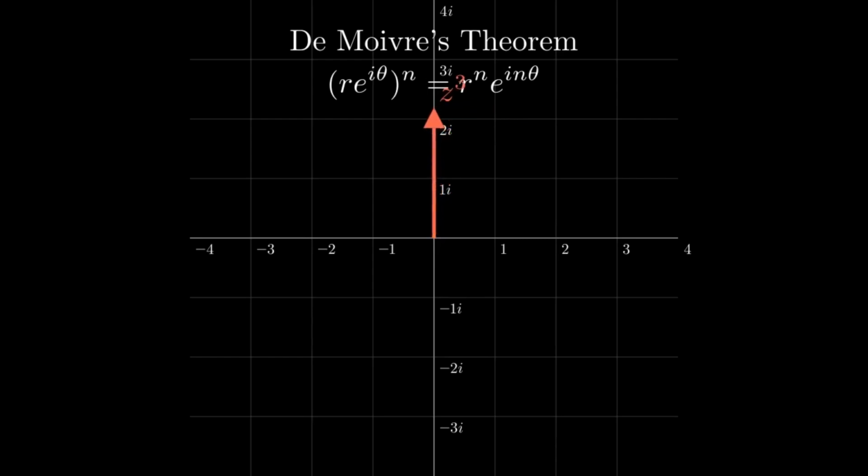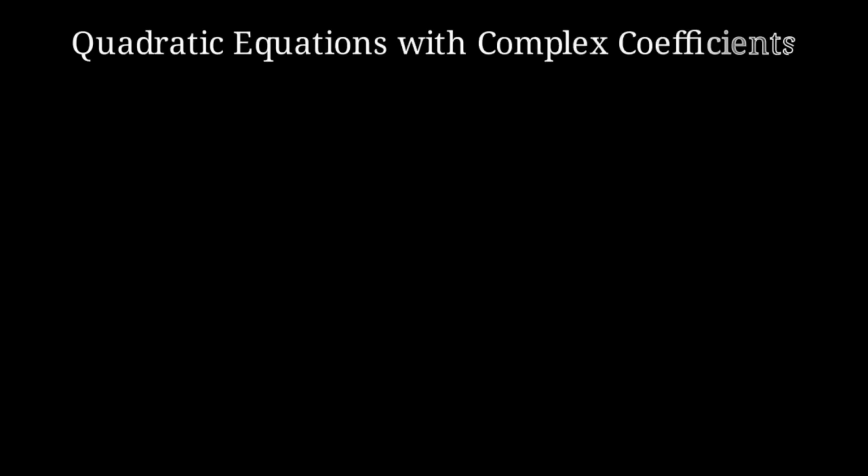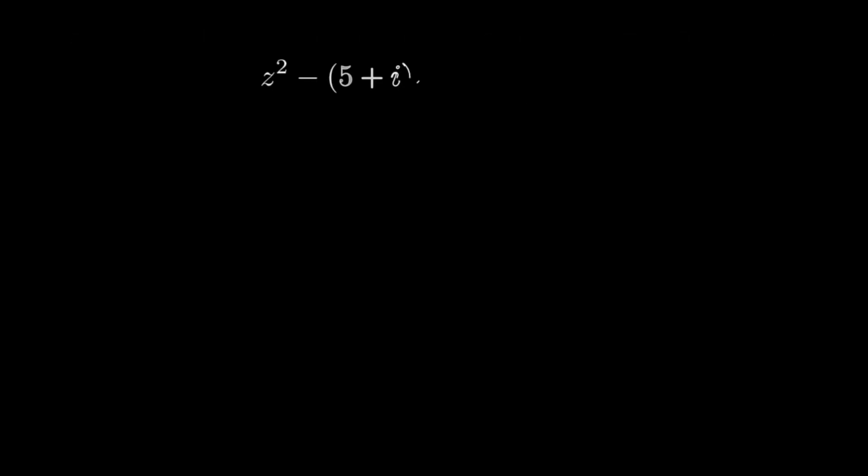For division, we multiply both numerator and denominator by the conjugate of the denominator. z1 over z2 equals z1 times z2 bar over z2 times z2 bar, which equals z1 z2 bar over |z2| squared. This clever trick converts the denominator to a real number.